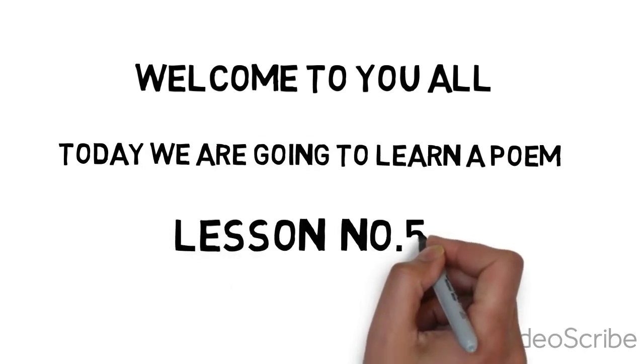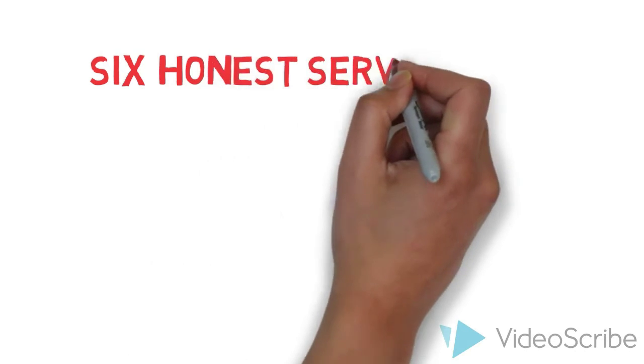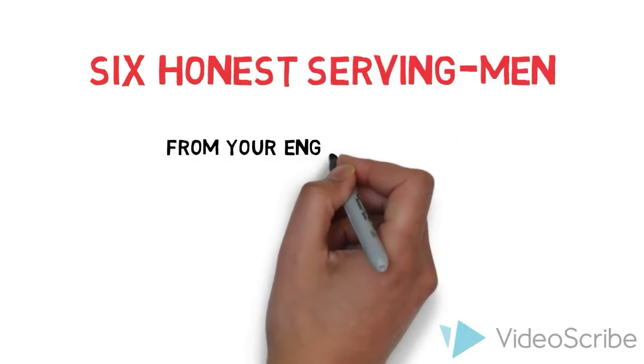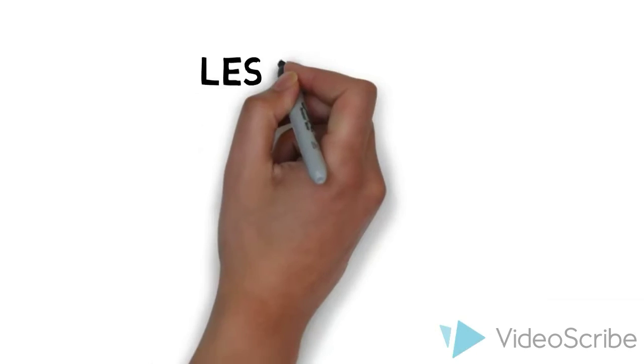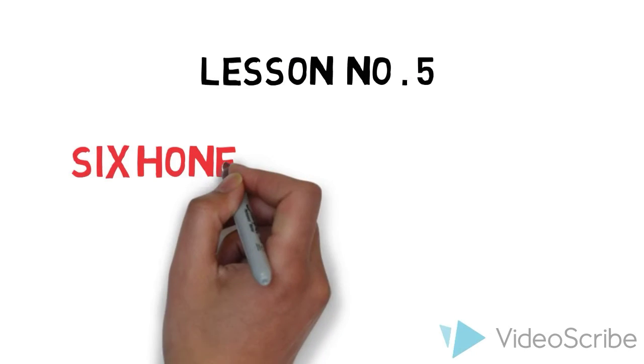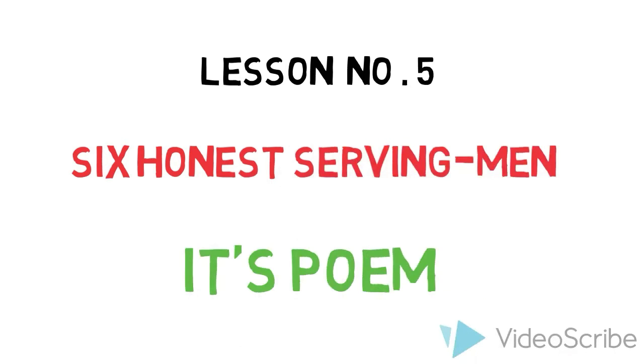Lesson number 5, Six Honest Serving Men from your English textbook. So students, let's start. Lesson number 5, Six Honest Serving Men. It's a poem. First paragraph. I'm doing the reading now, students.